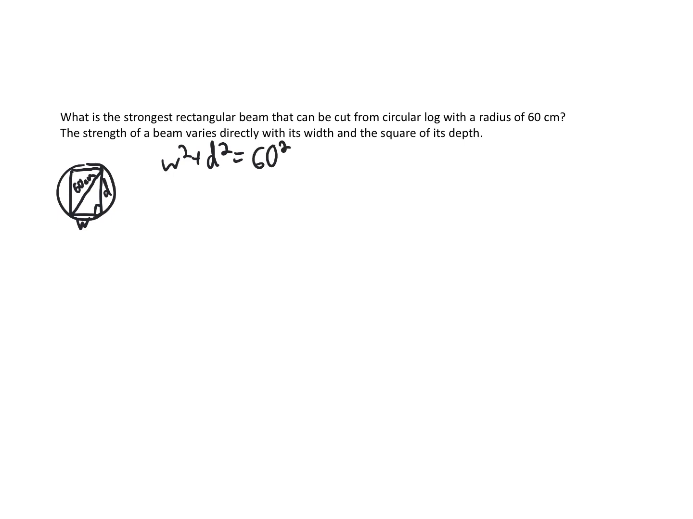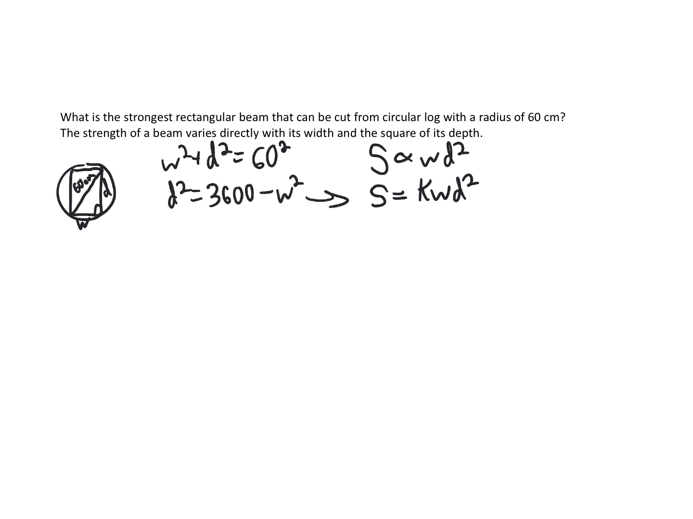Then we're also told the strength of the beam varies directly with its width and the square of its depth, or S equals kwd squared. Don't worry about k, it's just a constant. It'll actually divide out later, as you'll see. But right now we have two variables and we have two equations. We can rearrange this one so it's d squared equals 60 squared, which is 3600, minus w squared, and plug it in to this one, giving us, which we can simplify.